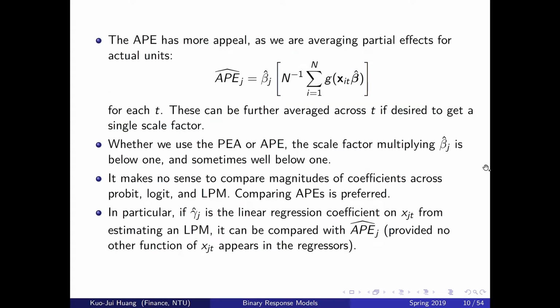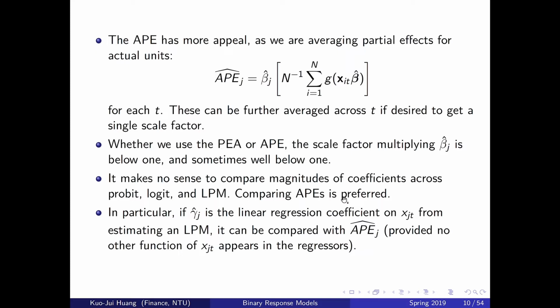The estimated APE can be calculated by averaging all partial effects across all observations. This is more attractive because we are averaging partial effects for actual units. This term can be further averaged across t if we desire to get a single scale factor. And when we use the PEA or APE, the scale factor multiplying beta j hat is below 1 and sometimes well below 1. And it is meaningless to compare magnitude of coefficients across probit, logit and the linear probability model.